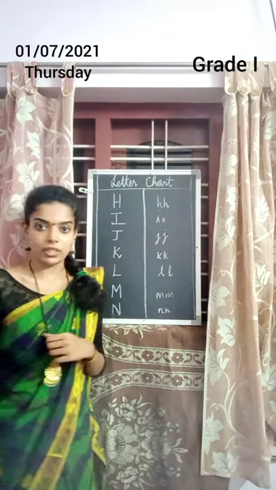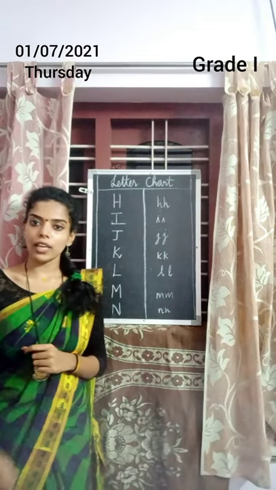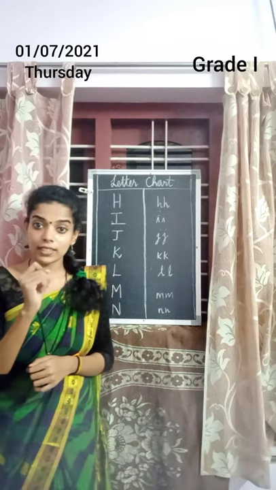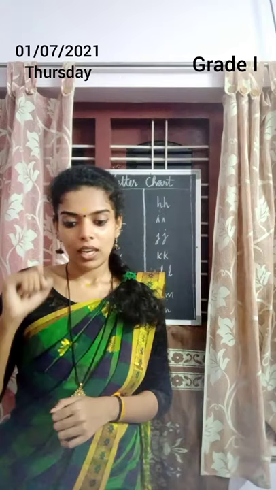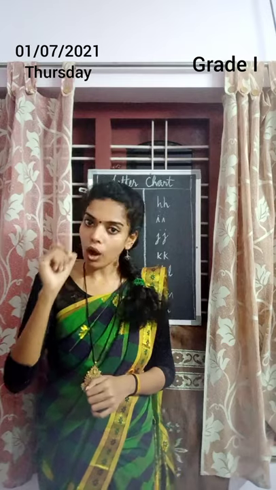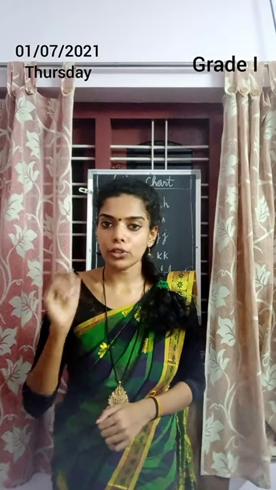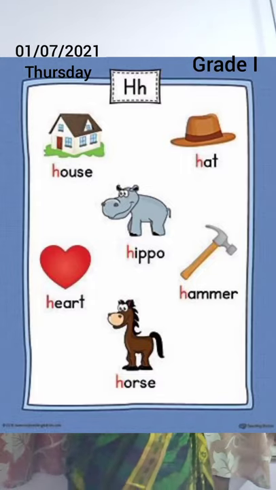The next alphabet is H. What is the sound of H? The sound of H is H. So the examples are horse. H-O-R-S-E. Horse. House. H-O-U-S-E. House. Hat. H-A-T. Hat.